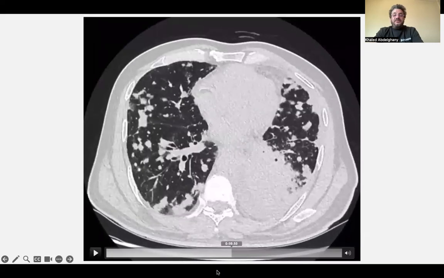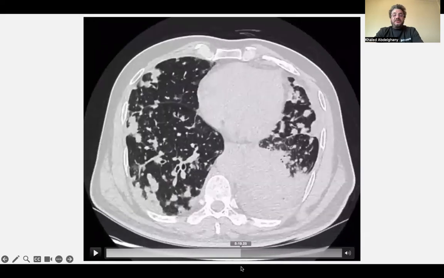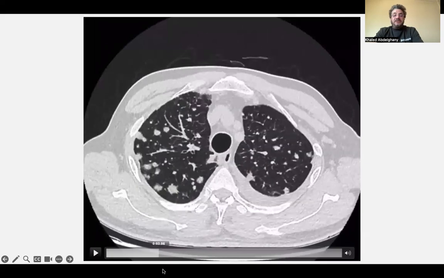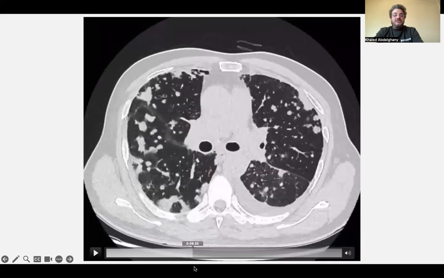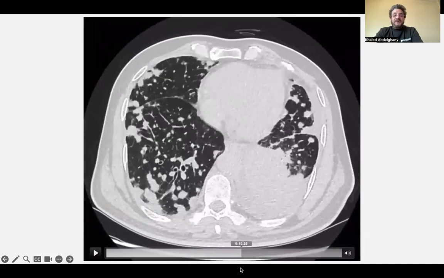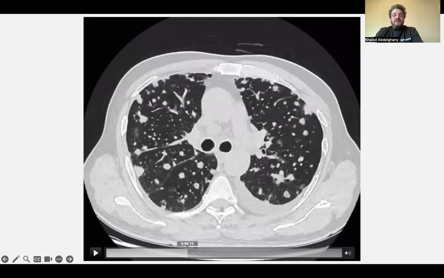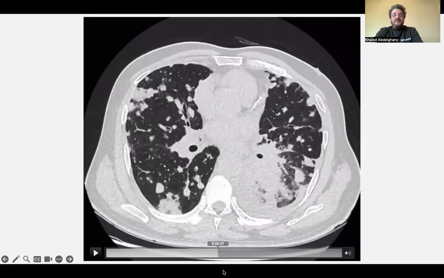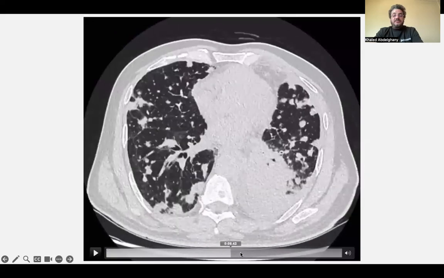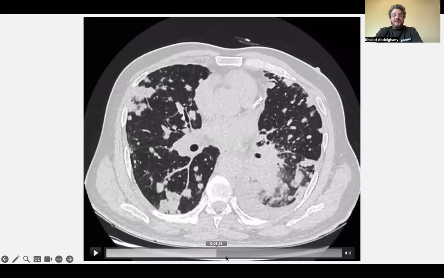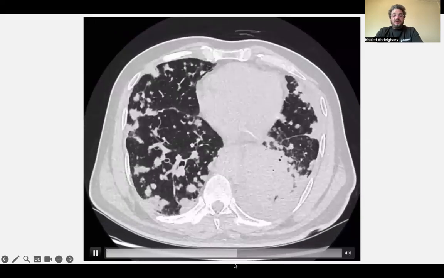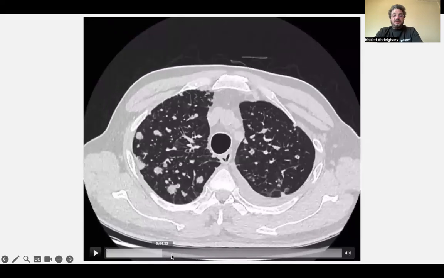Now we have to differentiate between the perilymphatic distribution and random distribution. And here, as you see, the nodules are randomly distributed all over both lungs, not following the interstitium, whether bronchovascular or interlobular. Here, the radiologist is confident to diagnose metastatic invasive mucinous adenocarcinoma, and infectious pneumonia shouldn't be considered in this situation.